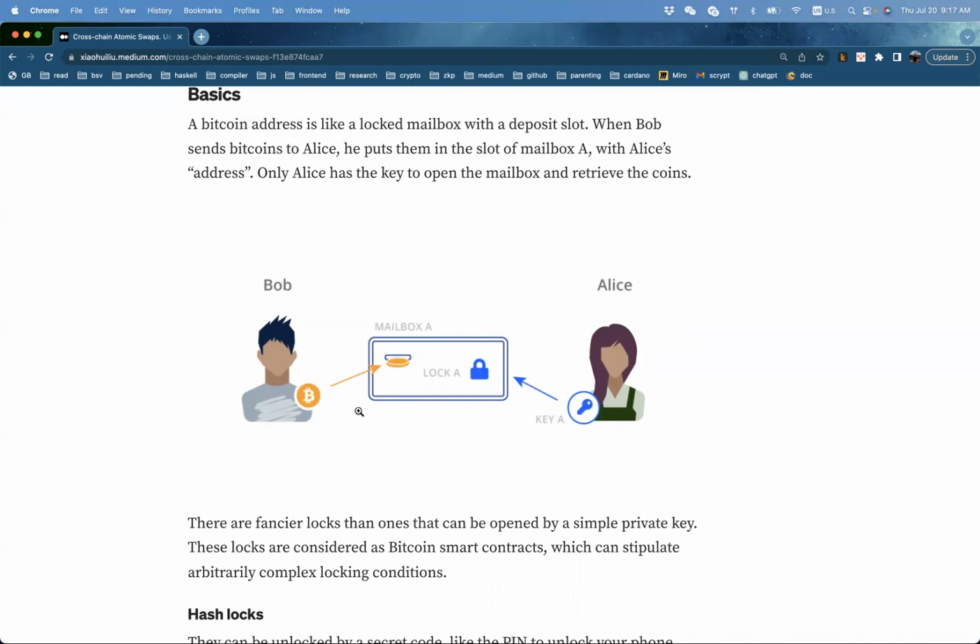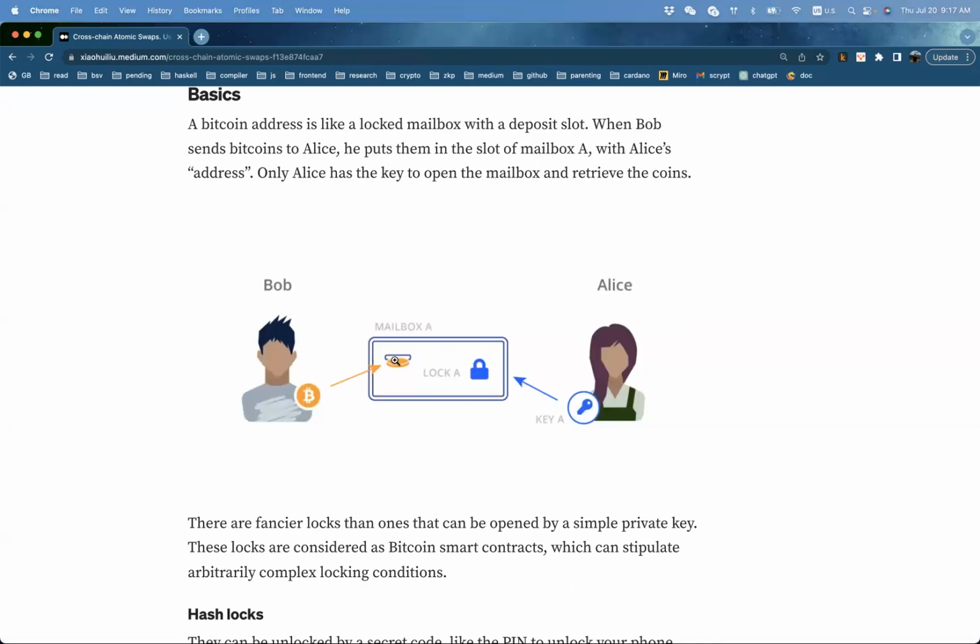So if somebody, let's say Bob, wants to send Alice some bitcoins, what does he do? He basically places the bitcoins through this open slot. He can slide it in, and then only when Alice wants to spend it, she can use her key to unlock the mailbox and take the bitcoins out. So basically you can think about bitcoins as locked in a mailbox that has a key, assigned to a certain address. Make sense so far?